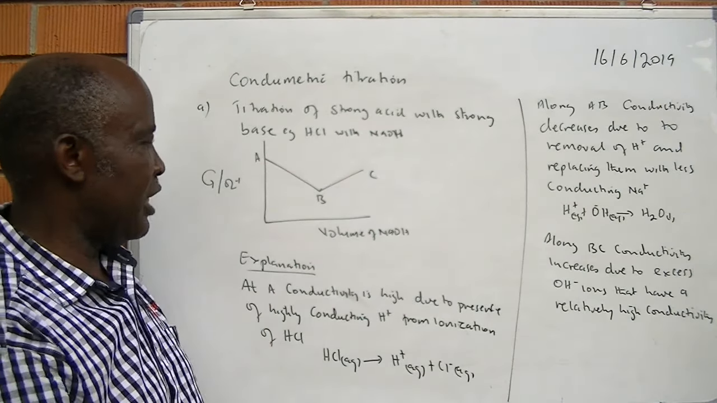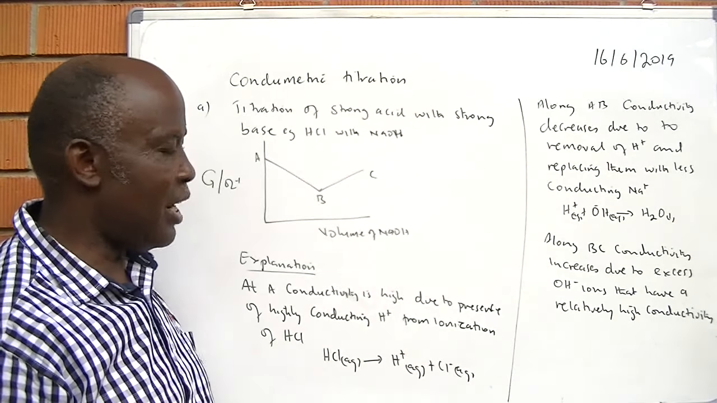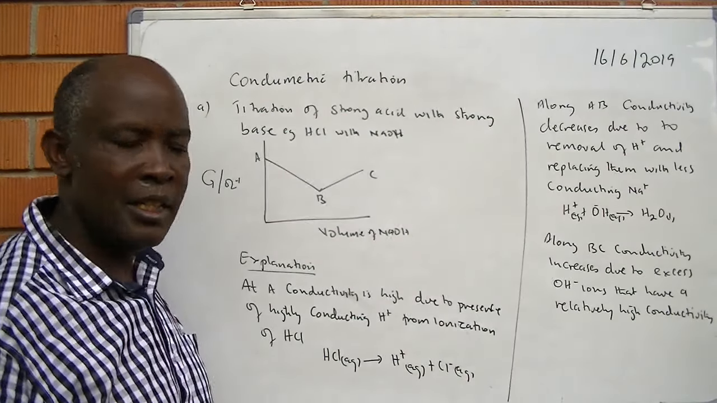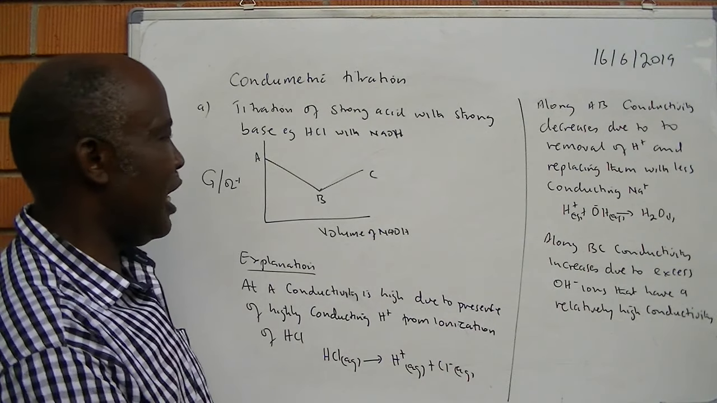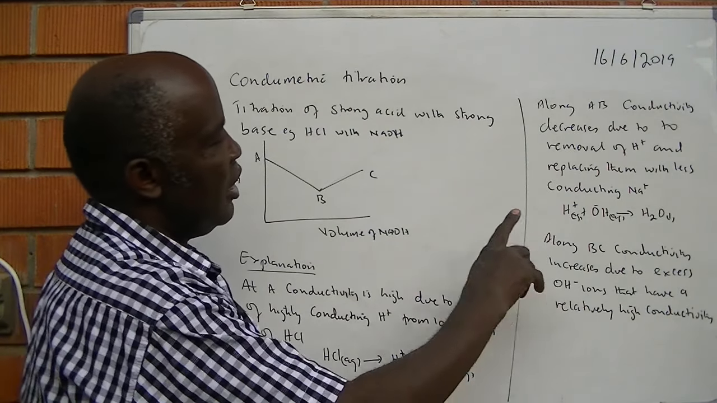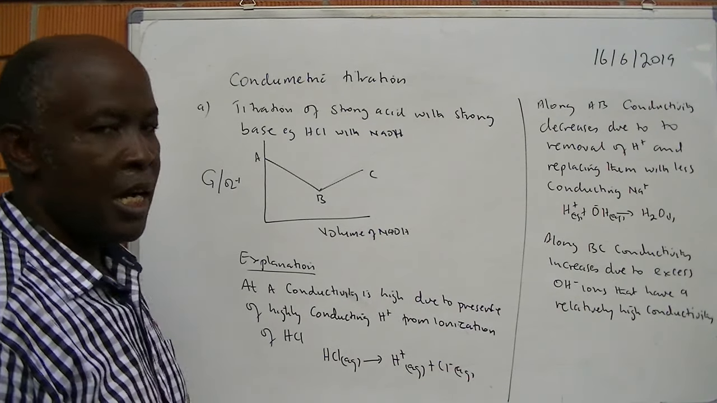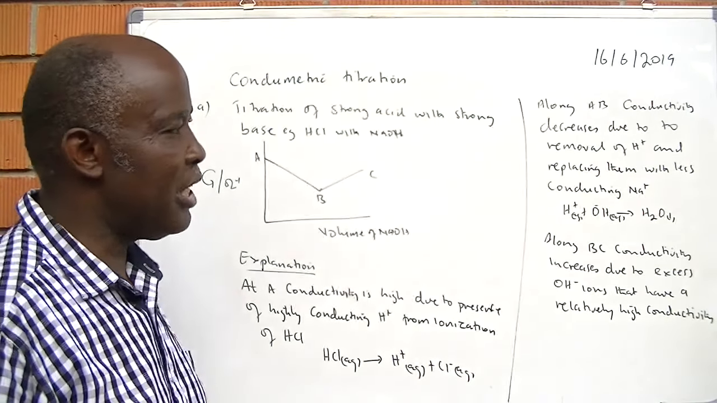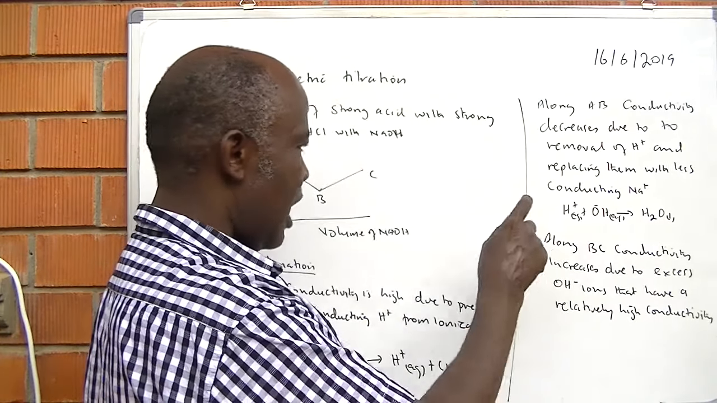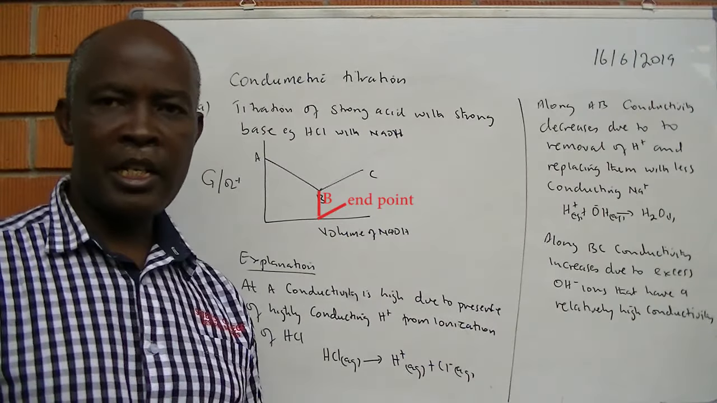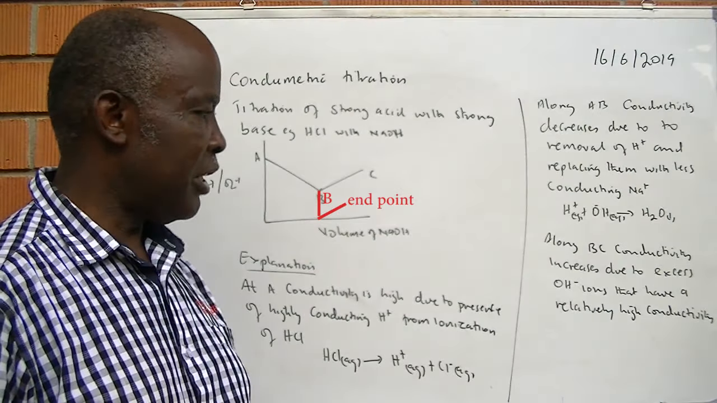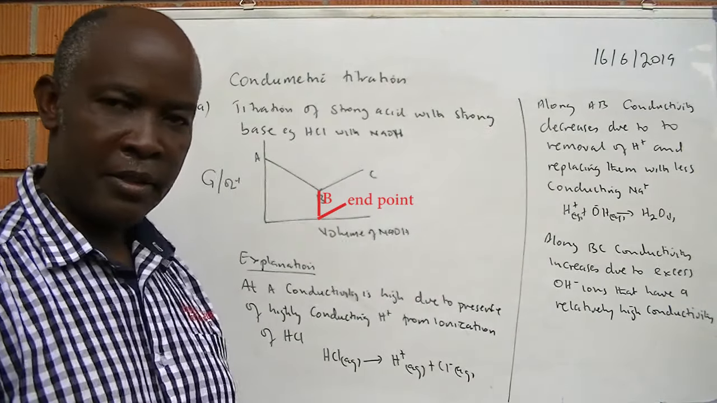At A, conductivity is high due to presence of highly conducting hydrogen ions from ionization of hydrochloric acid. HCl will give you hydrogen and chloride ions. Along AB, conductivity decreases due to removal of hydrogen ions and replacing them with less conducting sodium ions. So hydrogen ions plus OH, you get water. Along BC, conductivity increases due to excess hydroxide ions, which have reasonably high conductivity.